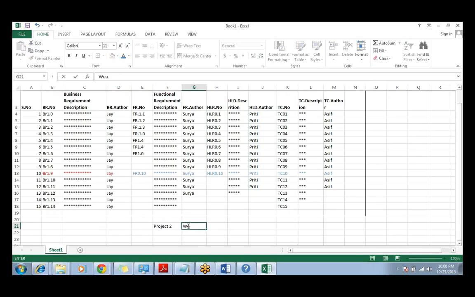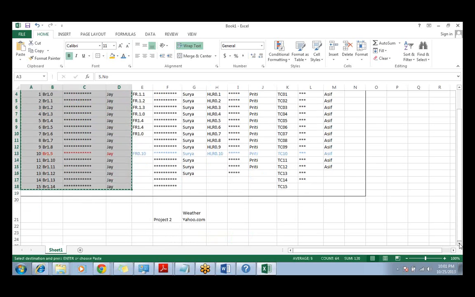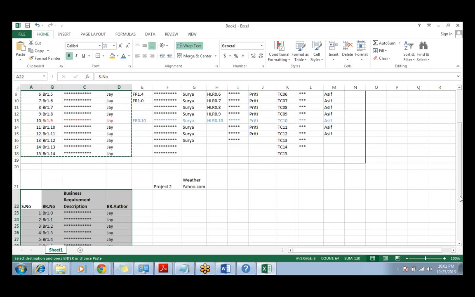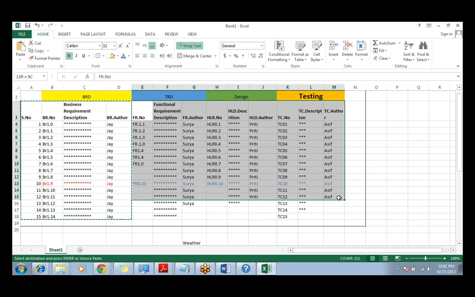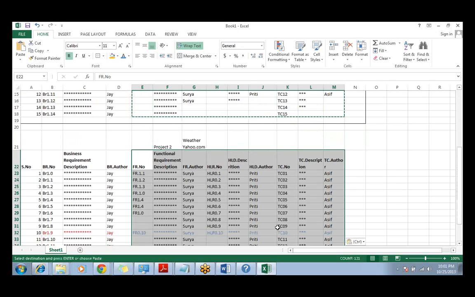Project 2, where the project is your weather yahoo.com. I am just giving you a very high level name to it. This is another project. So when this is another project, this piece of information is going to change. Okay. When your business requirement is going to change, then it's very obvious that your functional requirement, all this detail, is going to change.